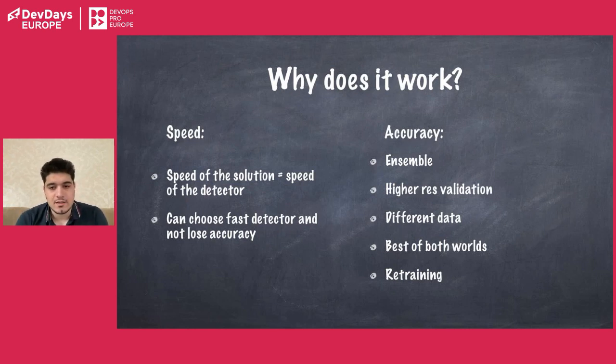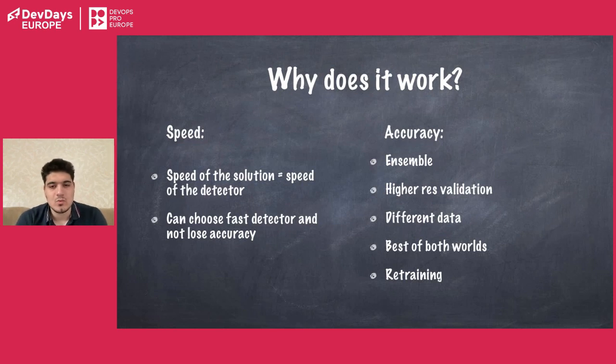And the second thing is that because we have our classifier, we can pick something like a fast detector. We don't need it to be really accurate. We want it to be fast and to find every situation where there is a gun. So these two points are really good for our speed.